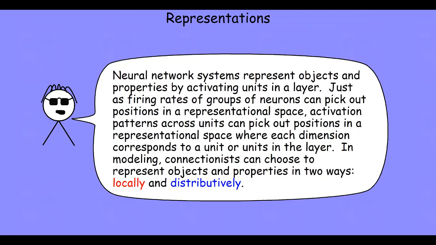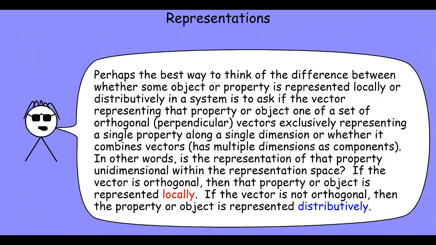In modeling, therefore, neural network theorists can choose to represent objects and properties in one of two ways. They can represent them locally, or they can represent them distributively. And the best way, I think, to think of the difference between whether some object or property is represented locally or distributively in a system is to ask if the vector representing that property is one of a set of orthogonal or perpendicular vectors.